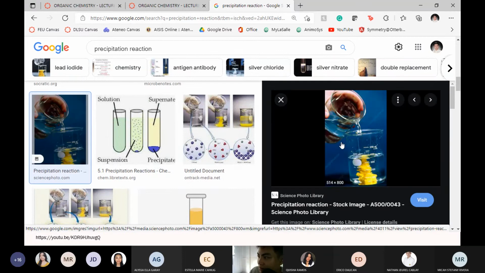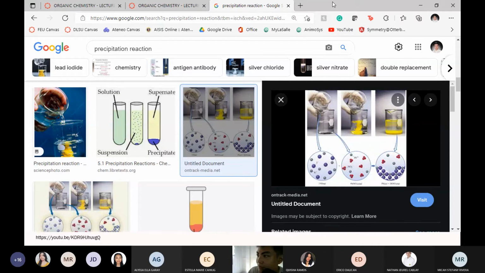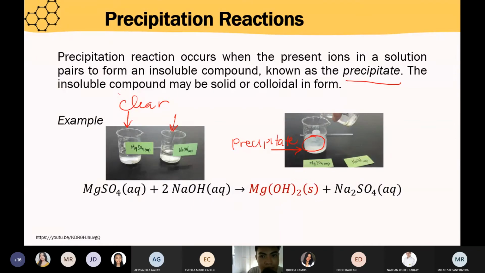Ayan. So, look at this. Clear solution. However, when you mix them, you form a yellow precipitate. Solid yan. Ibig sabihin, you can collect that. Pwede mo kolektahin yan. So those are your examples of precipitation reaction.